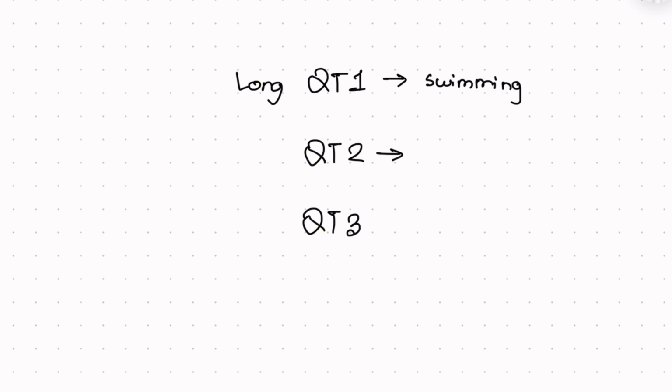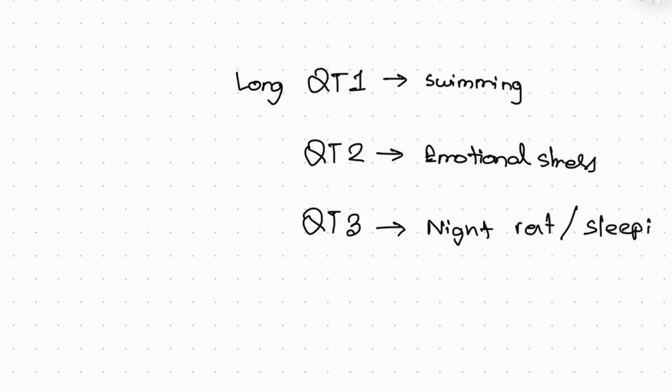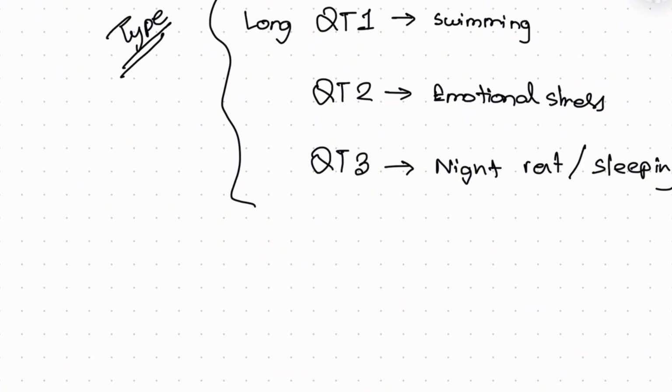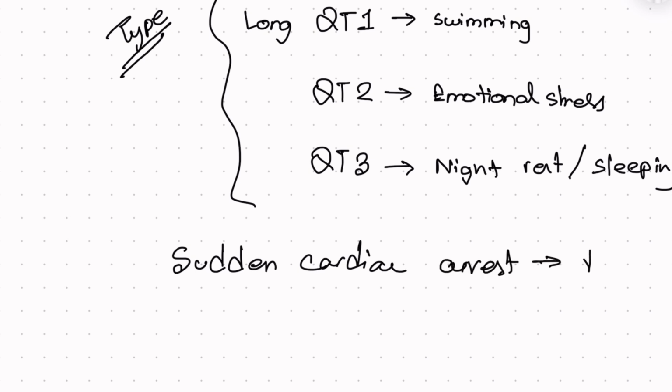QT2 is associated with emotional stress, and QT3 is associated with nighttime rest or sleeping. Now, why is long QT syndrome or long QT interval so important? It is important because this might lead to sudden cardiac arrest, leading to sudden cardiac death. And you might ask, why is that?